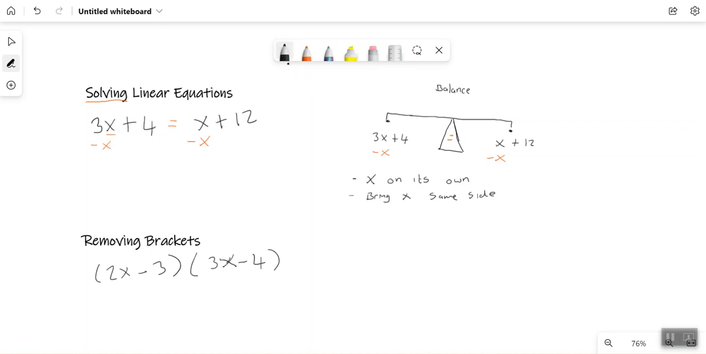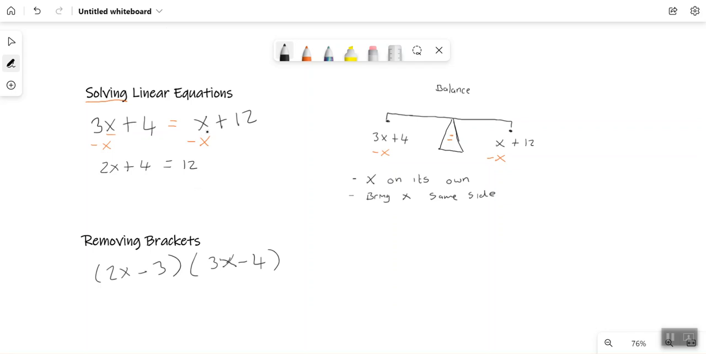Okay, so what's going to happen now is that I have 3x. If I have 3x and I take away 1x, that's going to leave me with 2x. So 2x plus 4 is equal to, if I have x and I take away x, that gets rid of it, is equal to plus 12. We don't need to put the plus in front of it, we can just say it's equal to 12, like so.